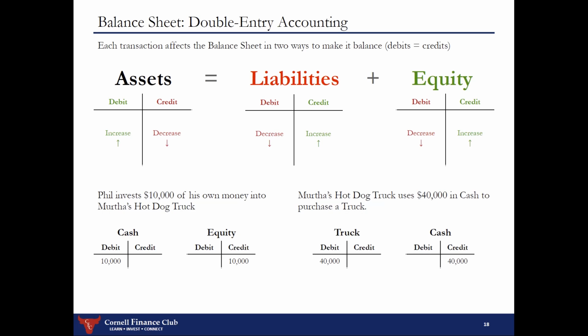Next, you can see that you can have a modification on the same side of the balance sheet. So Martha's hot dog truck uses $40,000 in cash to purchase a truck. So the truck is debited by $40,000 because it's an asset and you just got a truck, but cash is credited because it's a decrease in cash. So you minus $40,000.